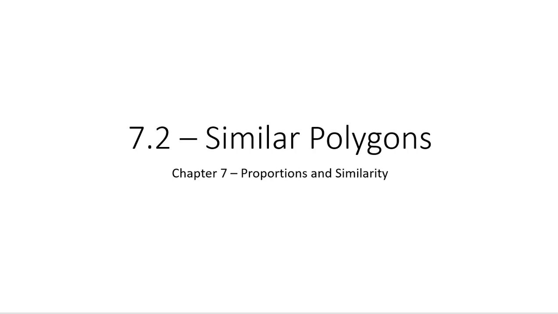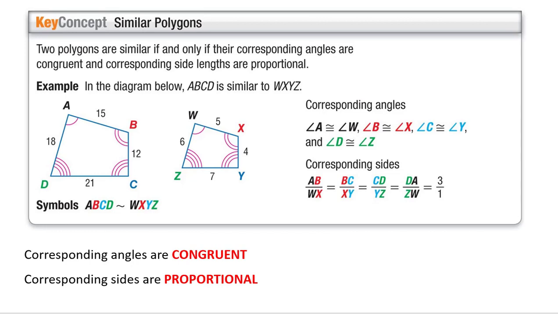Today we're going to be talking about similar polygons. We've already talked about congruent polygons, and we did a whole chapter on congruent triangles. Now we're talking about similar polygons, and triangles we're going to eventually get to. Two polygons are similar if and only if their corresponding angles are congruent and the corresponding side lengths are proportional, not congruent now.